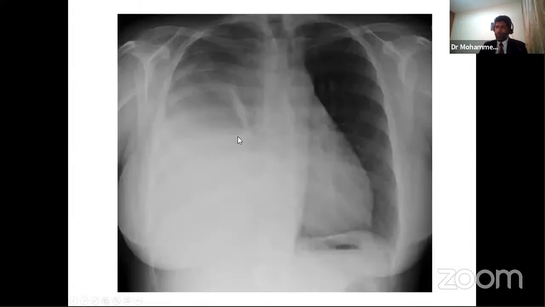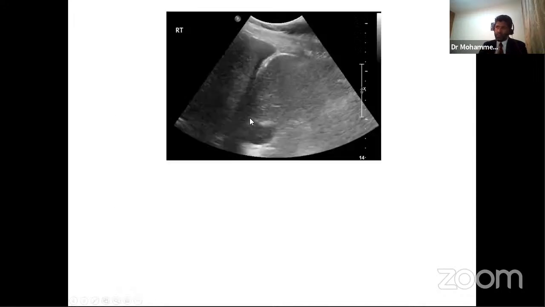This is another example of a whiteout. We can see a dense opacity going up to the mid-zone, then it starts to blur. There is no well-defined margin.